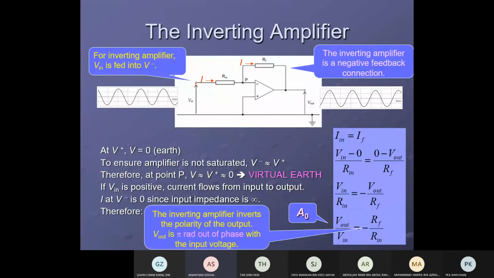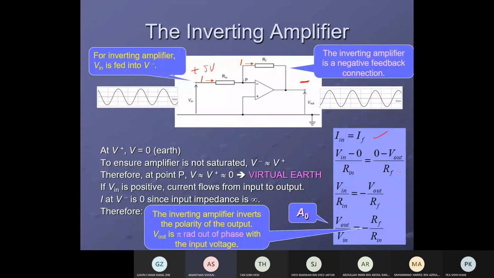So remember, if your input is positive 5 volt, the output is definitely going to be negative. Current will flow one way from input I in, then go to IF. That's why here it is 0 minus V out, because V out is smaller than 0.